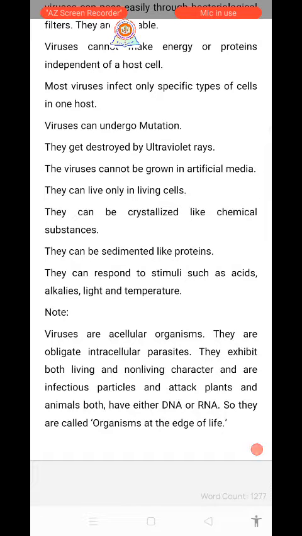So the scientists placed them on the border of living and non-living organisms, or organisms at the edge of life. Viruses are also known as the organisms at the edge of life because they show both the properties of living and non-living.